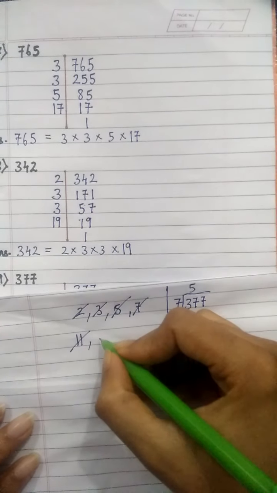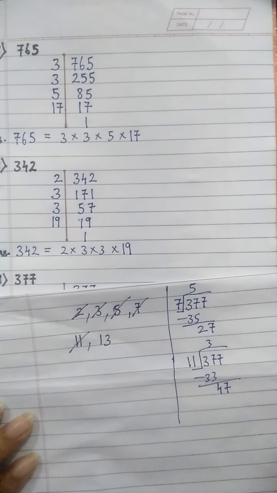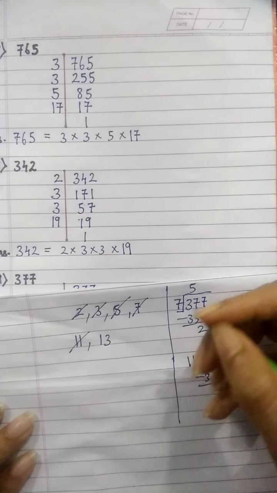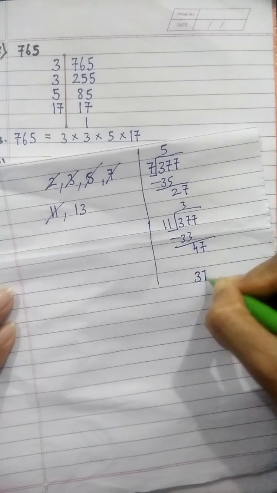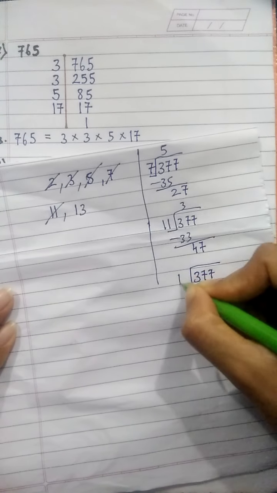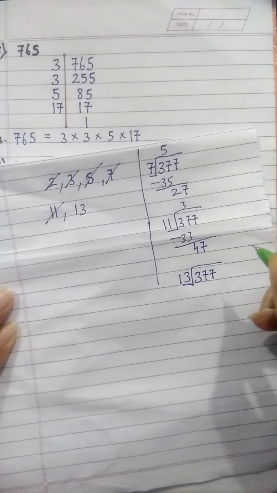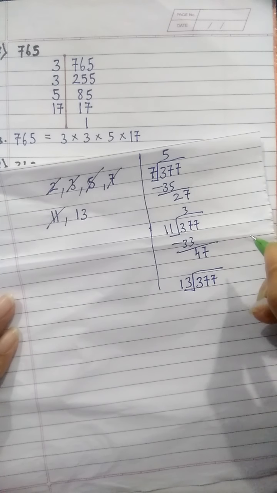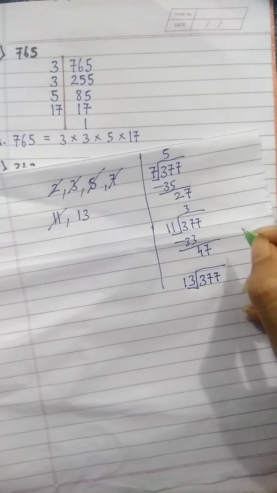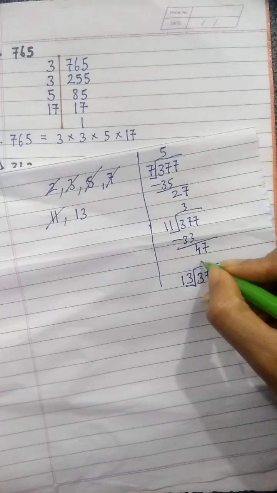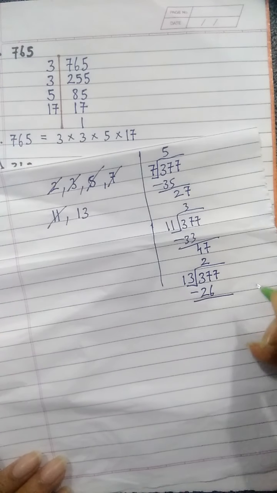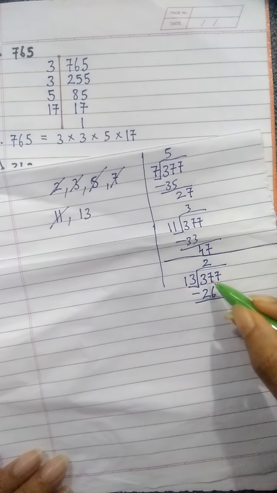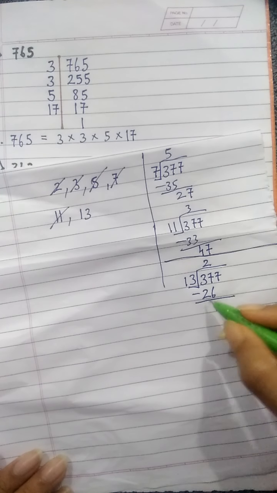So after 11, which number do we have? 13. 13 is the prime number after 11. So let's see by the number 13. Let's divide 377 by 13. Okay, so you should know the table of 13 for this. We know that 13 twos are 26. Let's subtract. 7 minus 6 is 1. 3 minus 2 is also 1.